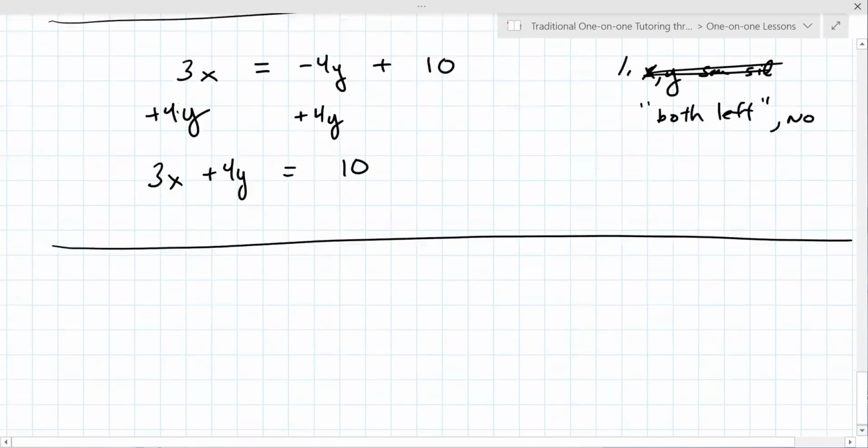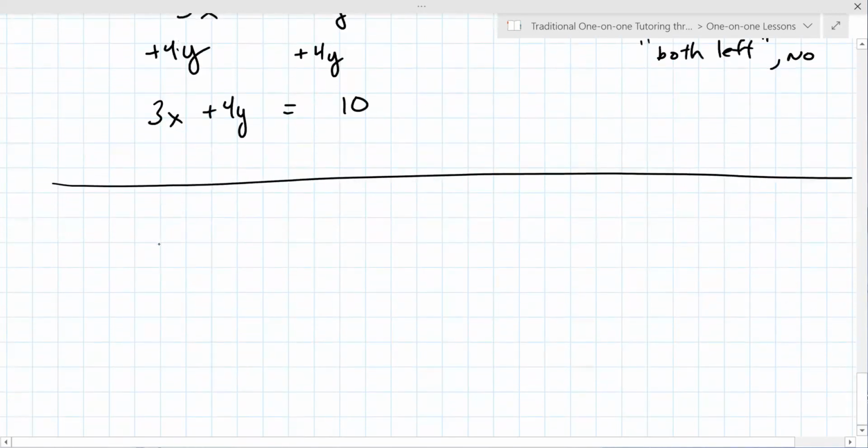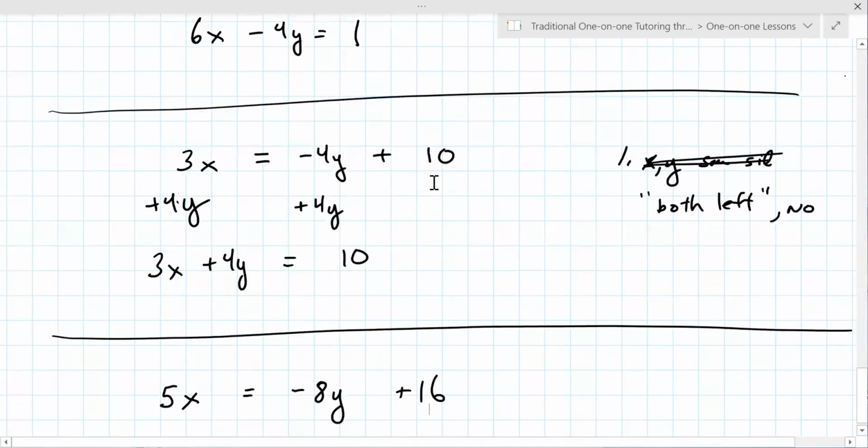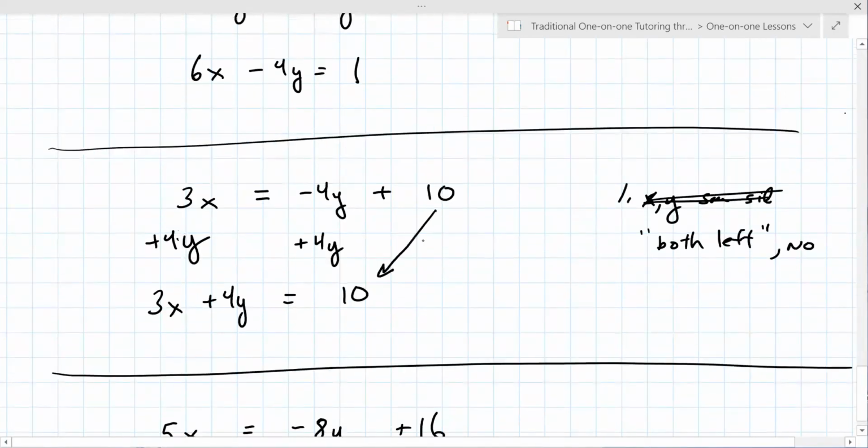So let's have you try one here again. 5x equals negative 8y plus 16. Wait a minute. Hold on. How did you get 10? 3 plus 4 equals 7. 10 is from this step right here. It's the constant. You can't combine x and y. X and y are unknown. They're variables.